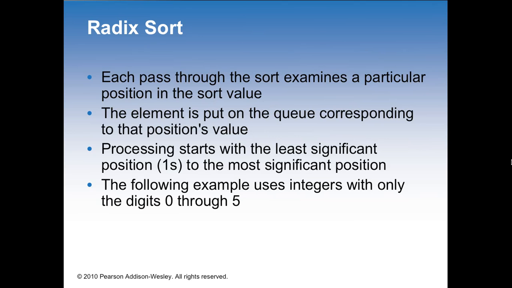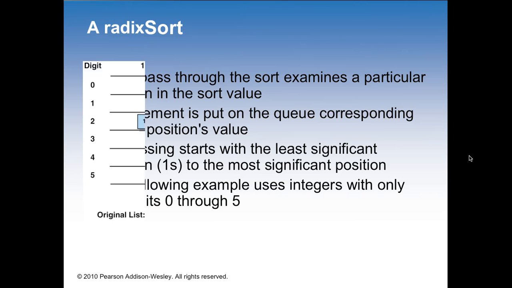Each pass through the sort examines a particular position in the sort value, and the element is put into the queue corresponding to its positional value. So it takes a key, compares it against a list of values, and sorts it per its position. Processing starts with the least significant position, the ones, and then moves to the most significant position, or the end. The following example uses integers with only the digits 0 through 5.